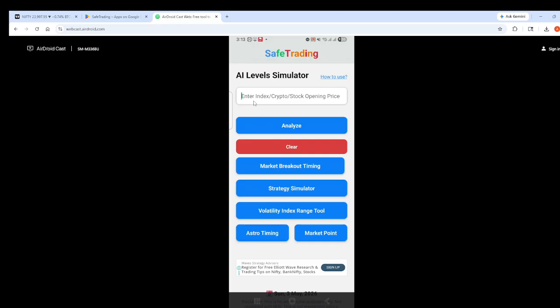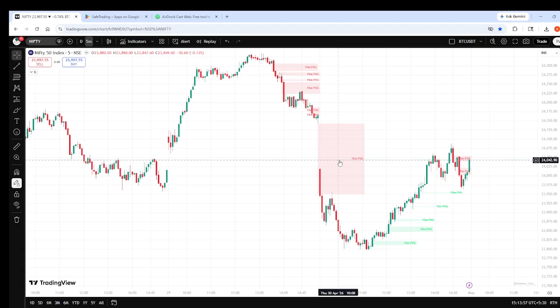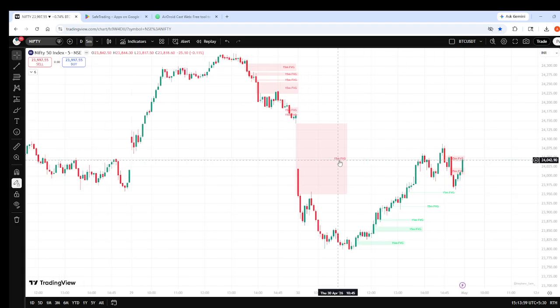So the first rule: you just need to give the opening price of the first 15-minute candle. I mean, wherever the market opens, you have to give that. You will get the levels, and let's track those levels perfectly day by day. So this is 30 April. This is my candle. Let me zoom it first.